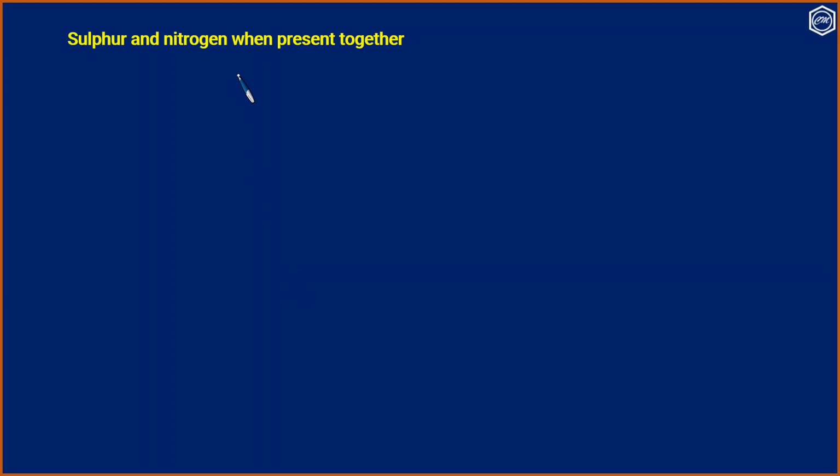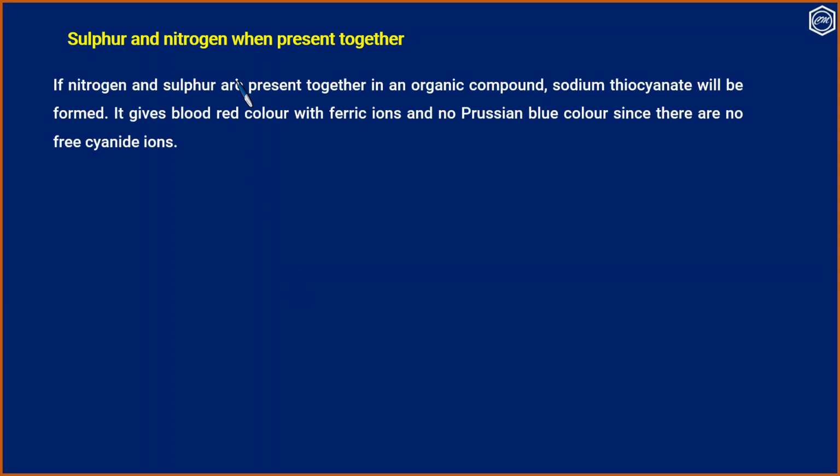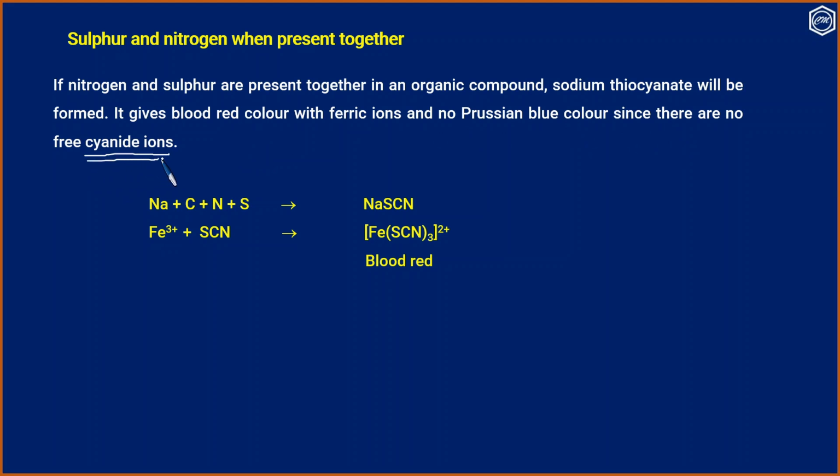Sometimes the organic compound contains sulfur and nitrogen together. If nitrogen and sulfur are present together in an organic compound, sodium thiocyanate will be formed. It gives a blood red color with ferric ions, and no Prussian blue color is obtained. And that is because there may not be any free cyanide ions.